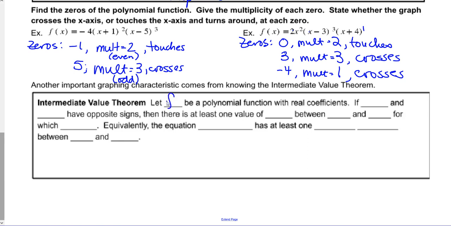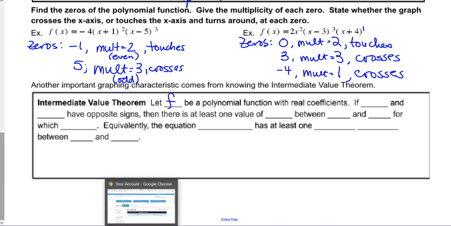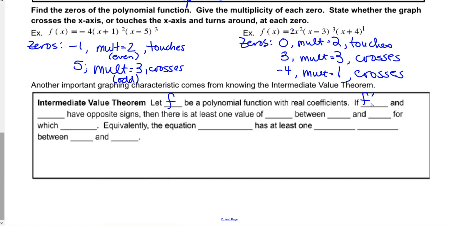So I'm going to let f be a polynomial with real coefficients. If f of a, that's the y value when x equals a, and f of b, that's the y value when x equals b, have opposite signs, so one's a plus and one's a minus, then there is at least one value of c between a and b, for which the function value at c equals 0. Okay, and we'll look at this graphically here in just a second.